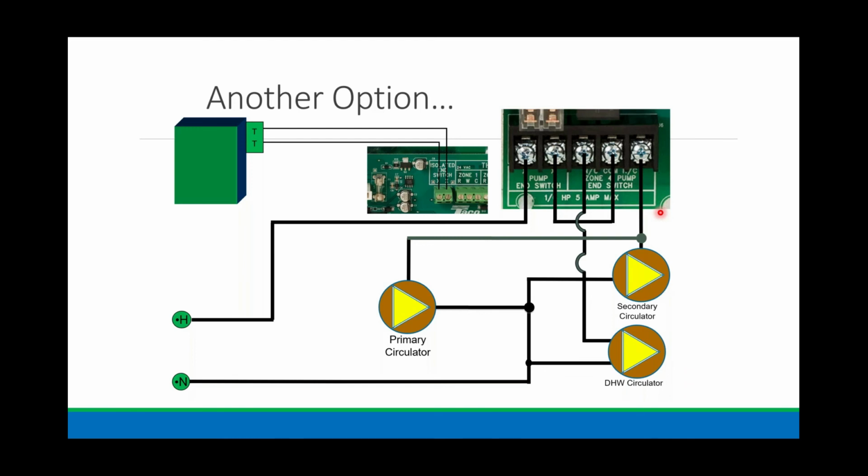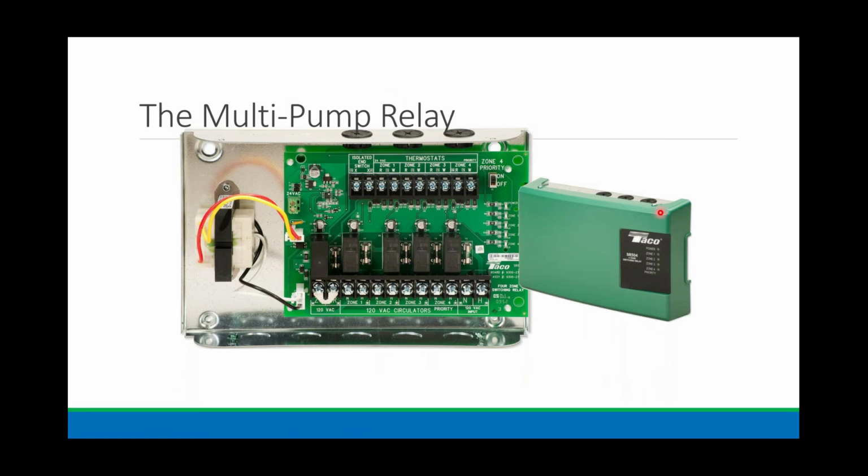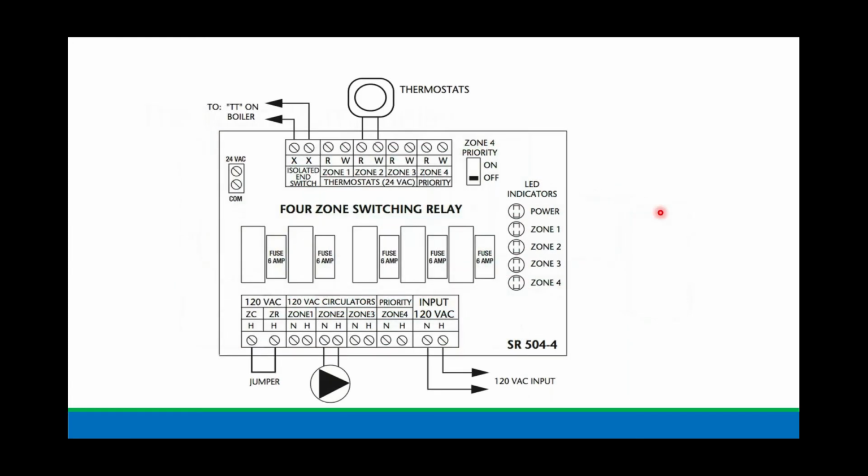We have the same type of relay panel for multiple pumps, because not everybody will do their systems with zone valves. So we have the same thing for multiple pumps. This is called an SR relay. Here I'm showing you a 4-zone switching relay, so a little bit different than the zone valve one. I do have the green light for power, and then each zone gets its own light.